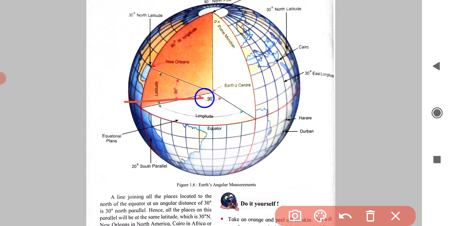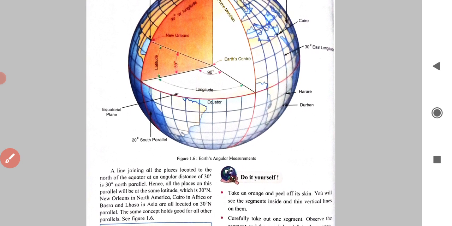These all are the parts at the upside of the north side of the equator. These all come under north side. So they have given some places also here. These are not shown there. The same concept holds good for all other parallels. See figure 1.c.